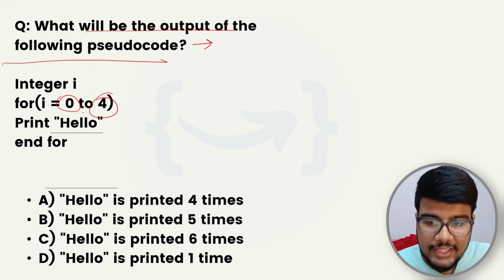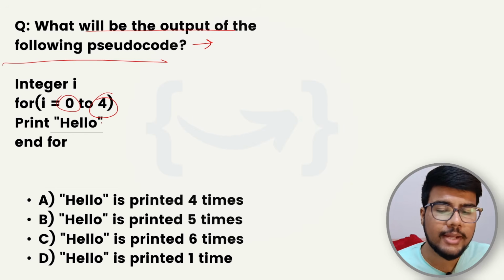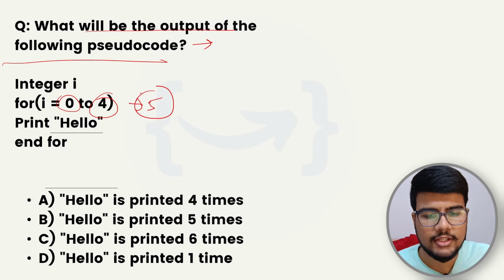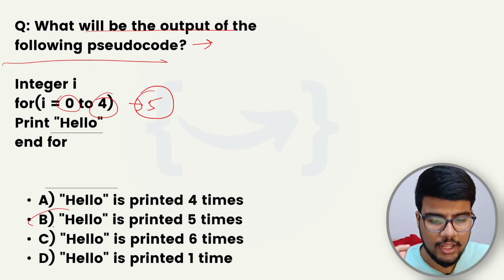Integer I, for I equivalent to 0 to 4, print hello. How many times will it be printed? Yes, it is a very easy question, Aditya. It will be printed 5 times. So yes, hello is printed 5 times.